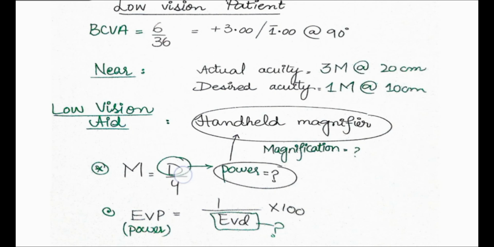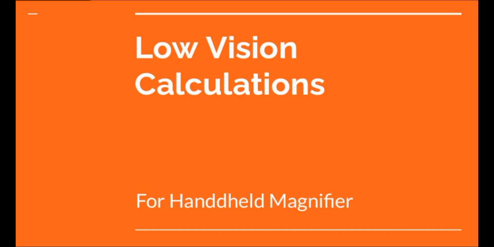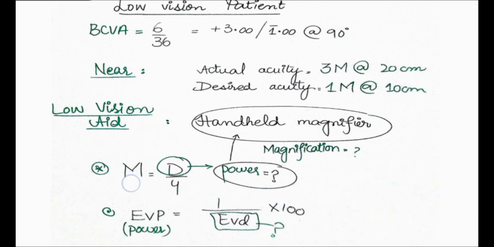We want to calculate D, but for D we should know the formula, which is EVP equals 1 over EVD, the equivalent viewing distance. But we also don't know the value of EVD, because we only have the readings: the patient's best corrected acuity for distance is this, and the near acuities are there. So that is why we need to calculate all these variables from these measurements, right?